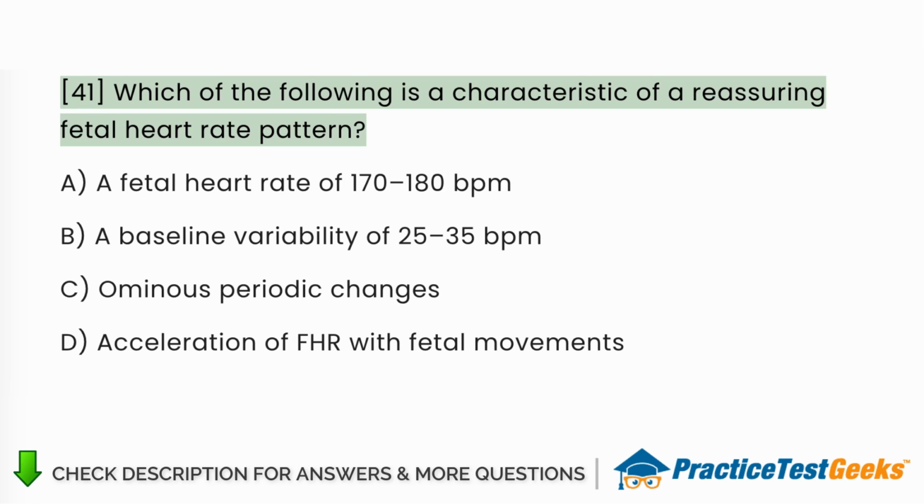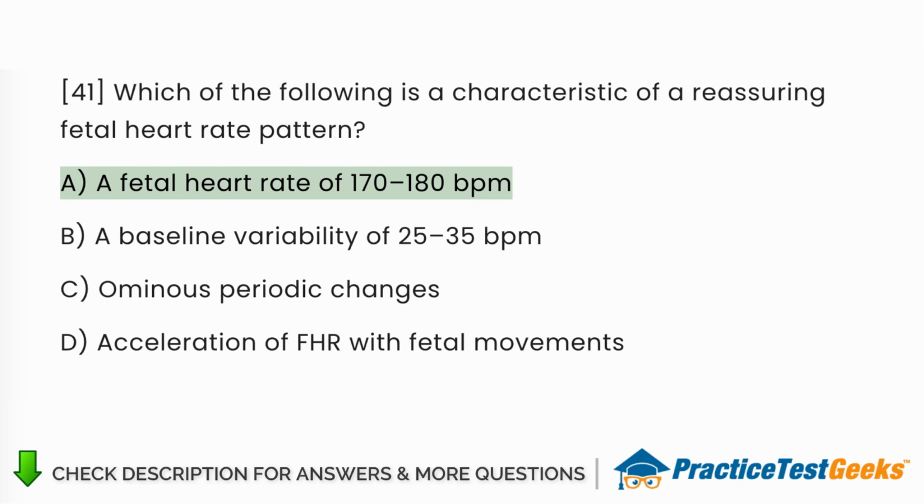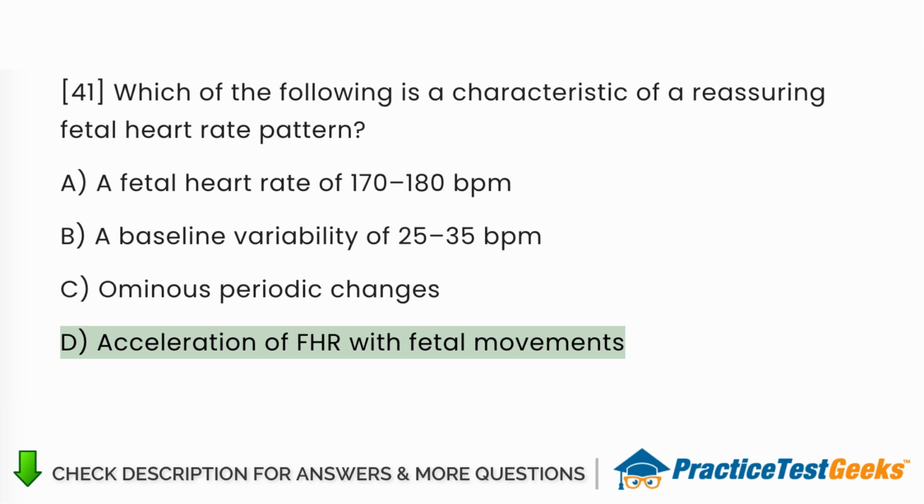Which of the following is a characteristic of a reassuring fetal heart rate pattern? A. A fetal heart rate of 170 to 180 bpm. B. A baseline variability of 25 to 35 bpm. C. Ominous periodic changes. D. Acceleration of FHR with fetal movements.